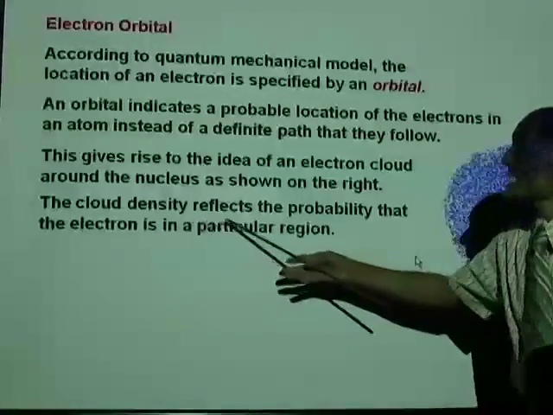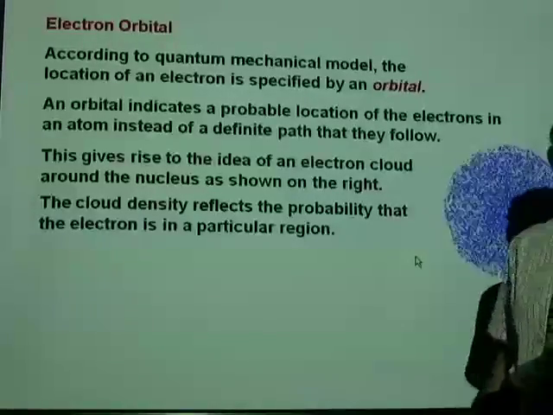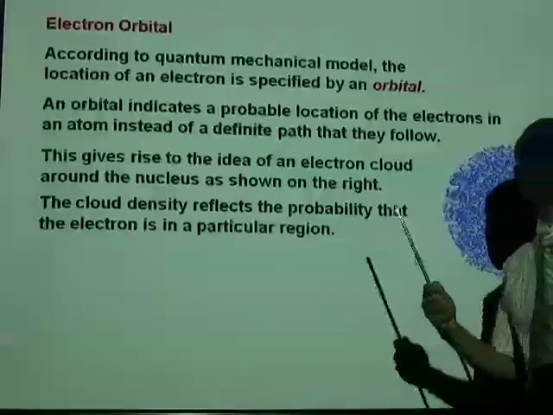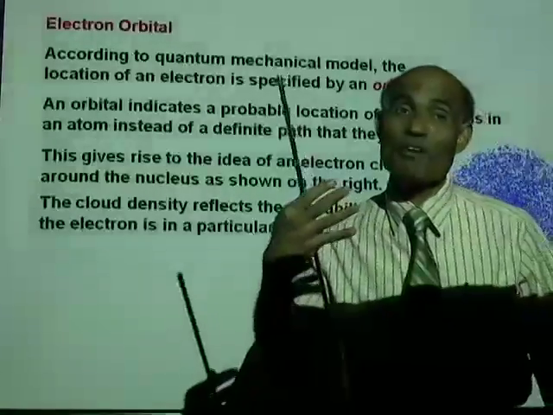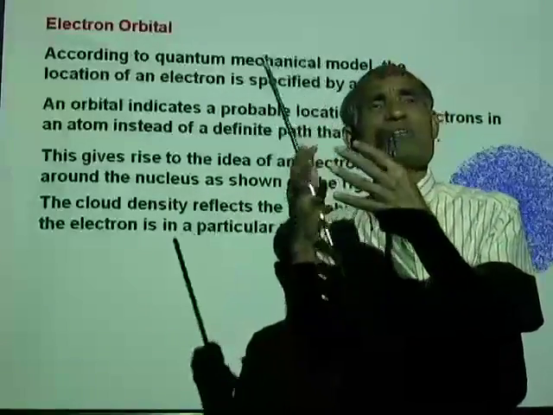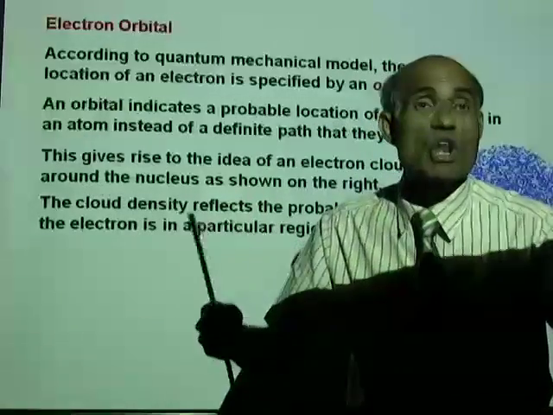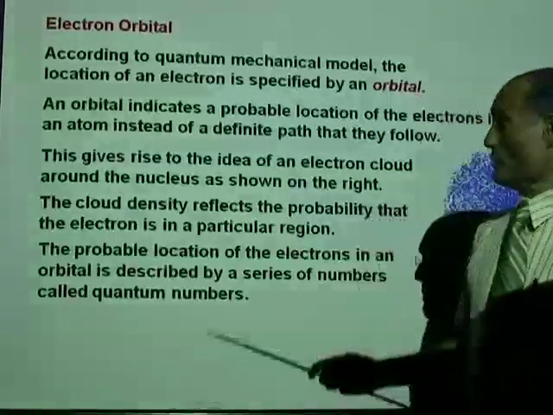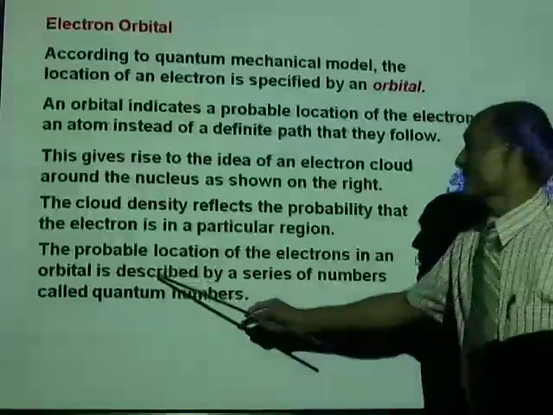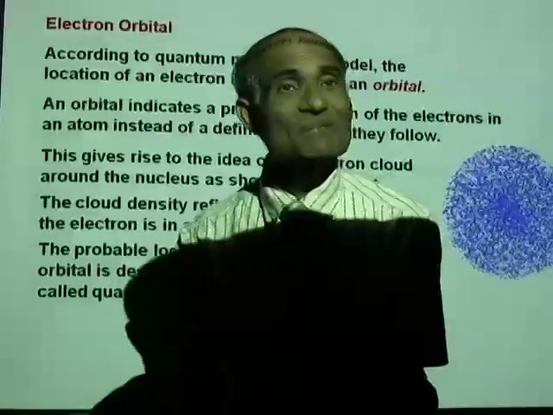Now, the cloud density reflects the probability that the electron is in a particular region. If the cloud density is large, it means the probability for finding the electron there is greater. If the cloud density is not very high, the probability of finding the electron there is very low. The probable location of the electron in an orbital is described by a series of numbers called quantum numbers.